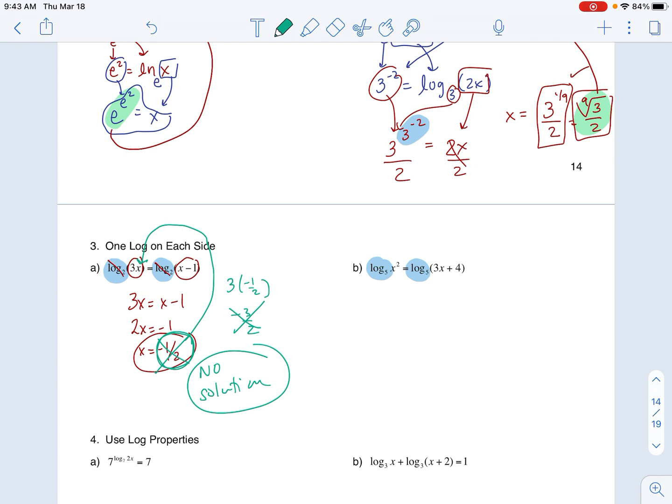Okay. For letter B, same idea. Those logs are the same, so I can get rid of them. Set my arguments equal. This one now gives me a quadratic. Bring everything to one side. Factor.